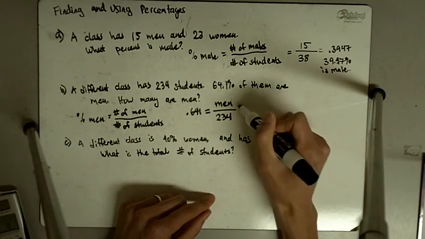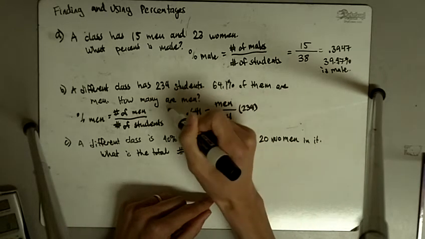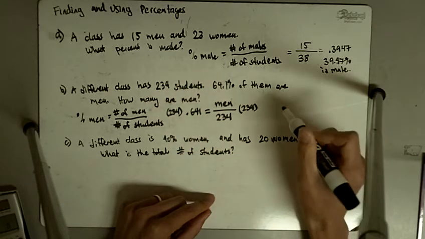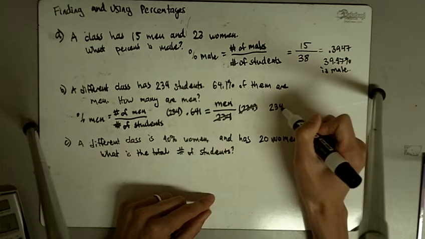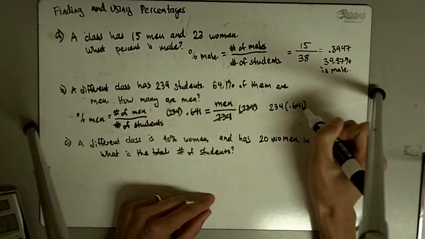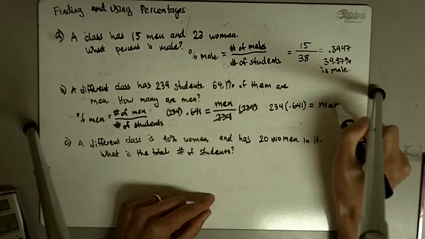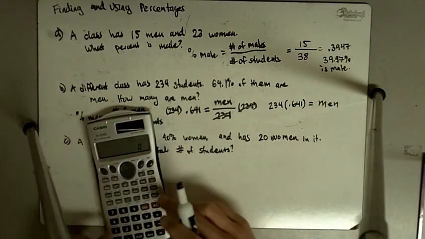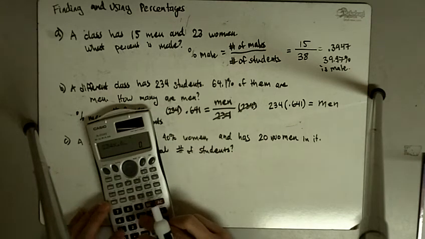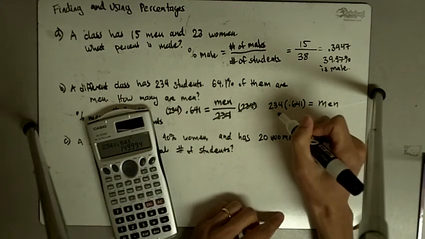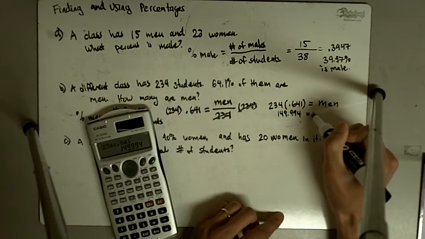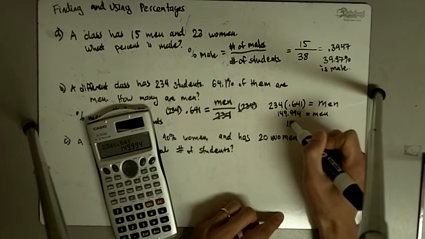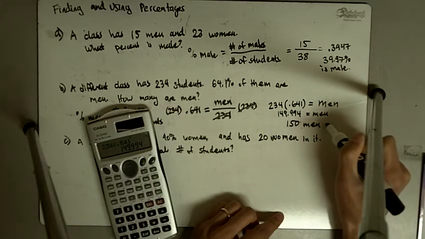So multiplying both sides by 234, I get the number of men is equal to 234 times 0.641. And so 234 times 0.641, I get 149.994, which basically rounds off to 150 men. Okay, so we have 150 men in the class.